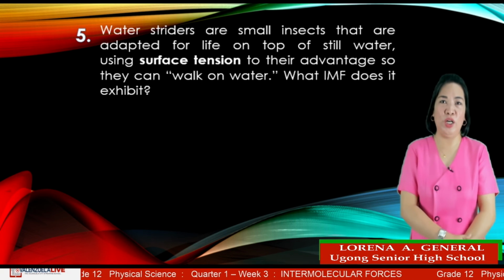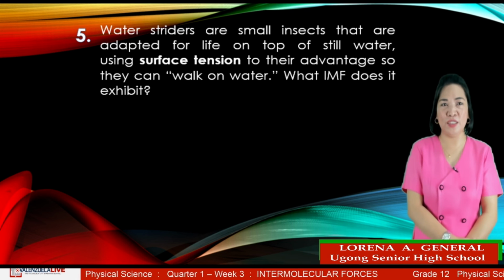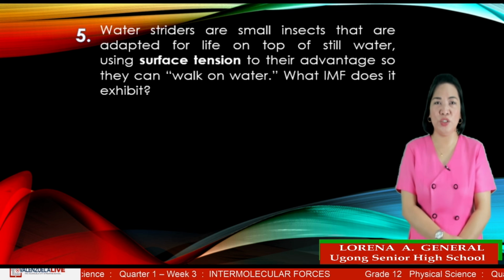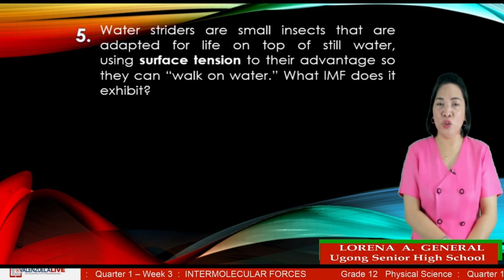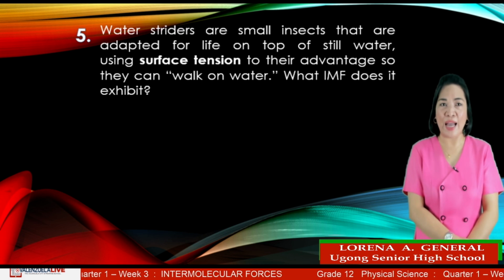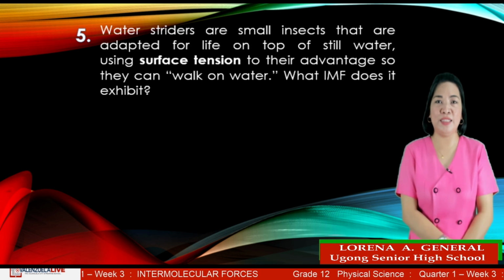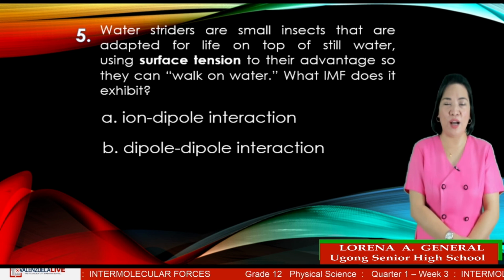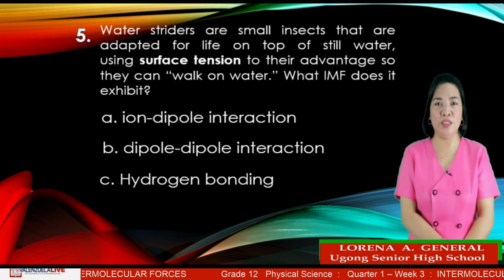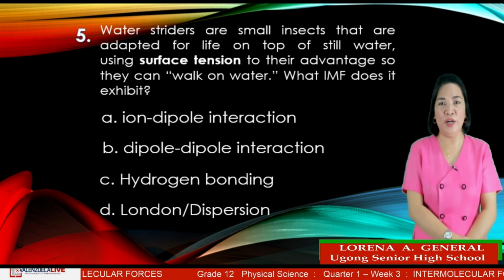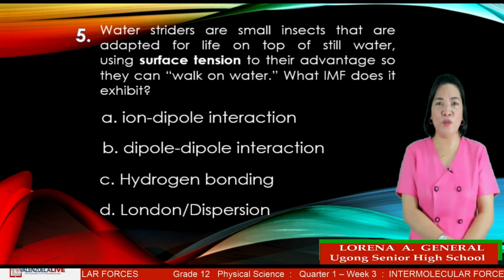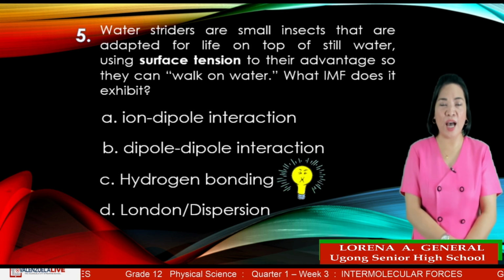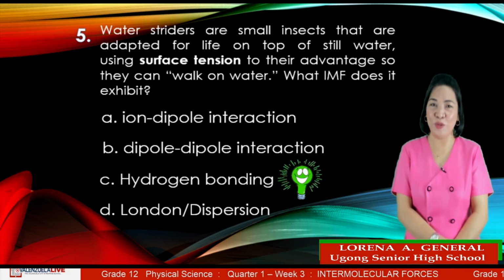For the last question, water striders are small insects that are adapted for life on top of still water, using surface tension to their advantage so they can walk on water. What IMF does it exhibit? Is it A, ion-dipole interaction, B, dipole-dipole interaction, C, hydrogen bonding, or D, London or dispersion? Write down your answer in the comment box. If the answer is hydrogen bonding, you got it right.